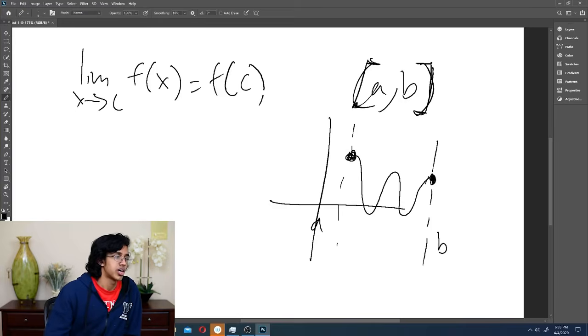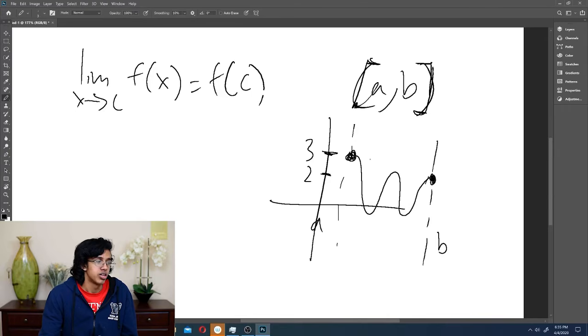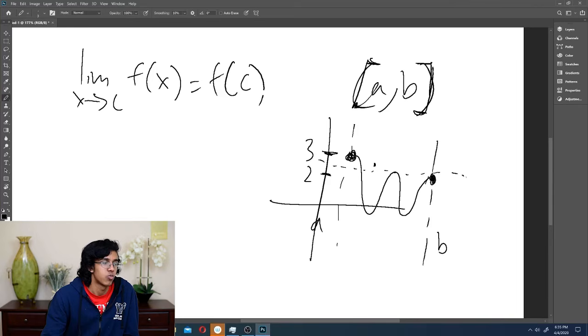And basically what that says is, if this point over here is 3 and this endpoint is 2, then the Intermediate Value Theorem says that the function has to hit every point in between 3 and 2, okay? Let's say you have 2.5, you can't never hit 2.5. Let's just say that this is y equals 2.5. There's no way that this function can reach 2 without going through 2.5. That just doesn't make sense.